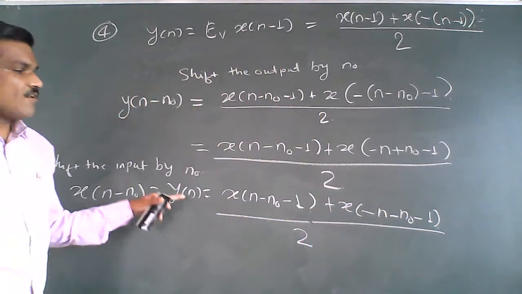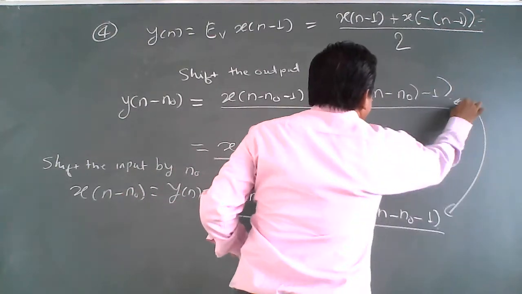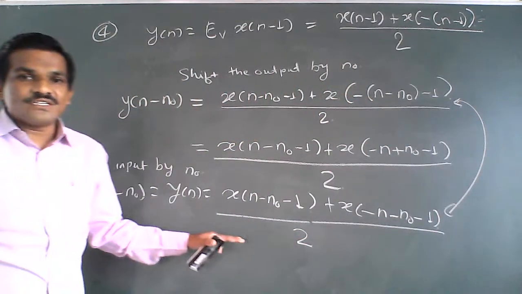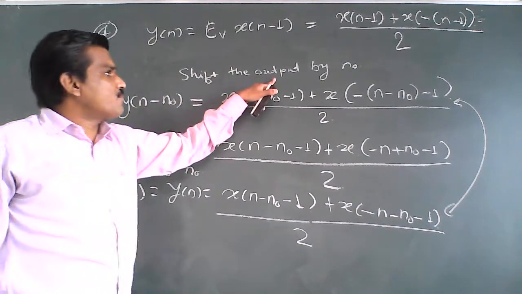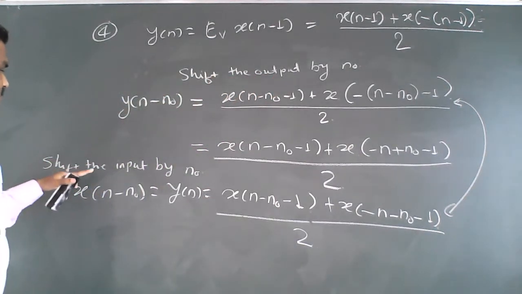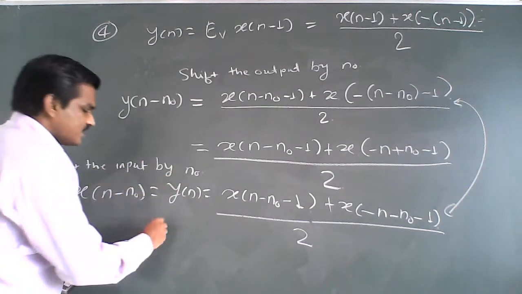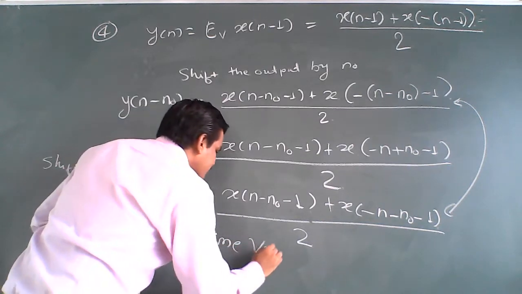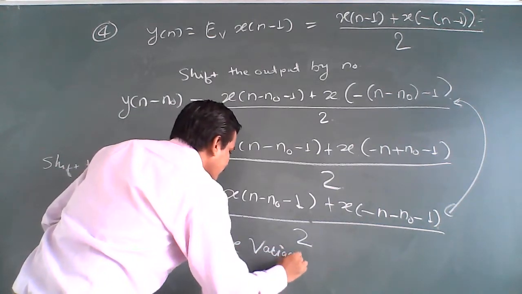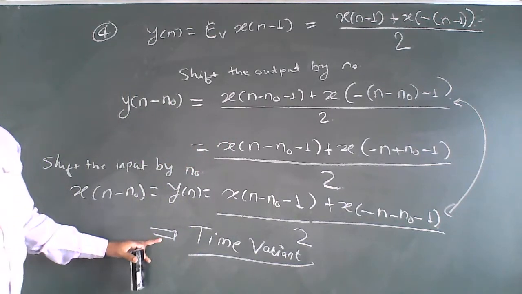From these two equations, we can clearly see that both equations are not the same, or you can say shift of n0 at the output does not correspond to the shift of n0 at the input. That's why we are saying this is time variant.